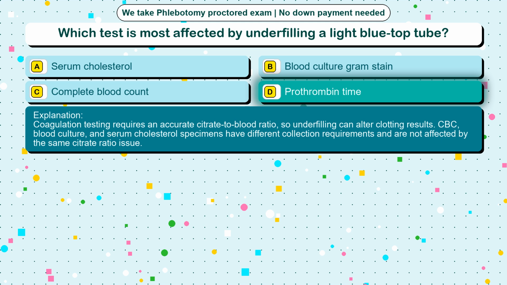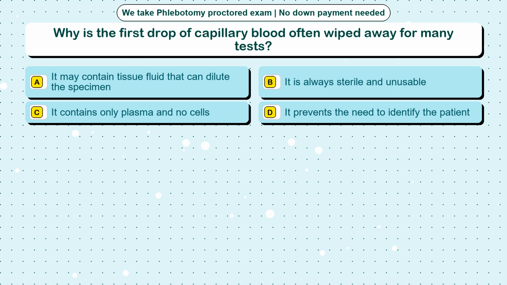Coagulation testing requires an accurate citrate-to-blood ratio, so underfilling can alter clotting results. CBC, blood culture, and serum cholesterol specimens have different collection requirements and are not affected by the same citrate ratio issue.